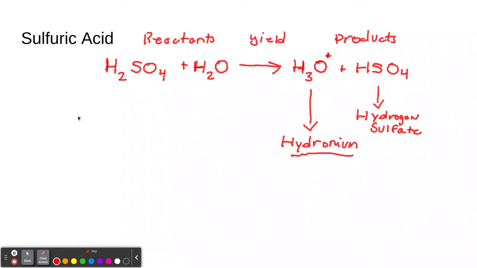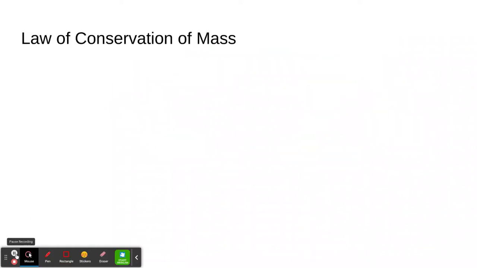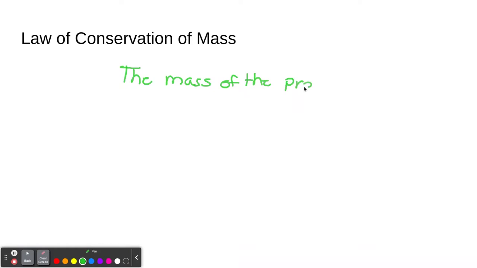And it's very important now to know about the law of conservation of mass. Let's look at that. In simple terms, and I'll write it down, what should we use? Let's use green. The mass of the products must equal, very important, must equal the mass of the reactants.